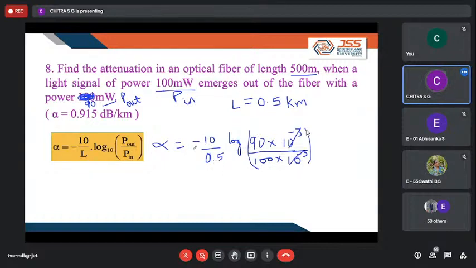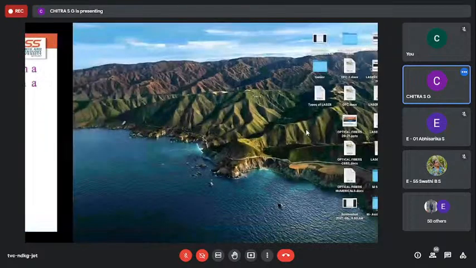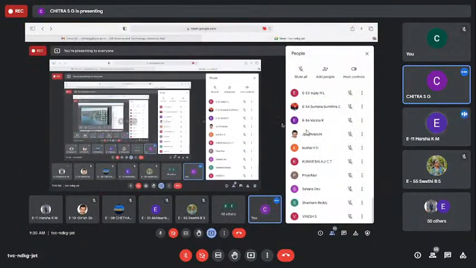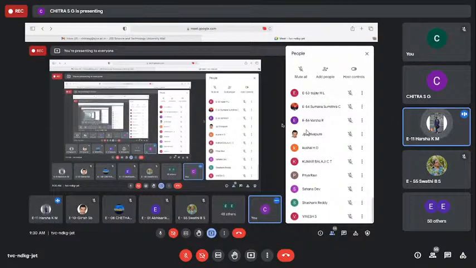So the attenuation coefficient alpha will be equal to so many decibel per kilometer. You are going to get 0.915 decibel per kilometer. Yes, ma'am, 0.914. Yeah.